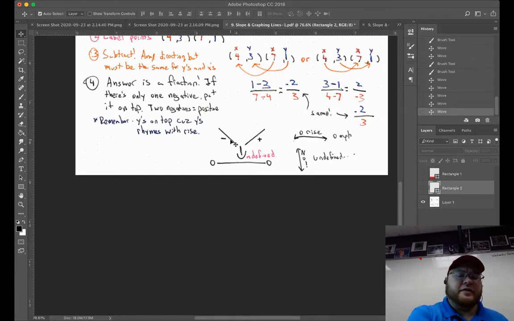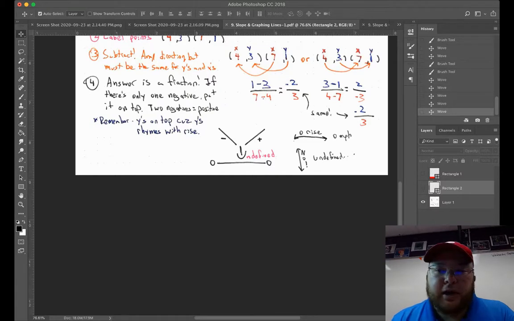It's called undefined because there's a bunch of rise, but there's 0 run. And you are not allowed to divide something by 0. It's an error. Doesn't work. It will never work.